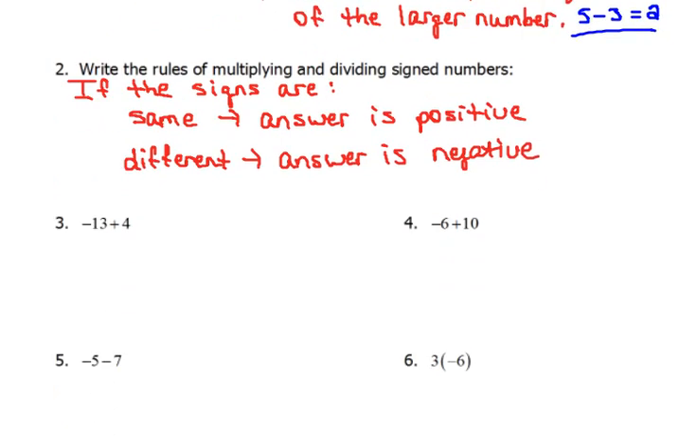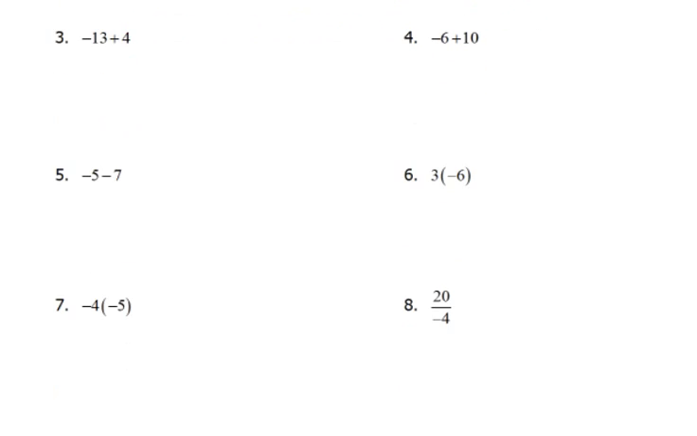Alright, let's practice a few pretty quickly here. Here we have a negative 13 plus 4. So we're adding or combining. The signs are different, so we're going to subtract, which would be a 9, and keep the sign of the larger number. 13 is bigger than 4, so our answer is going to be negative 9.